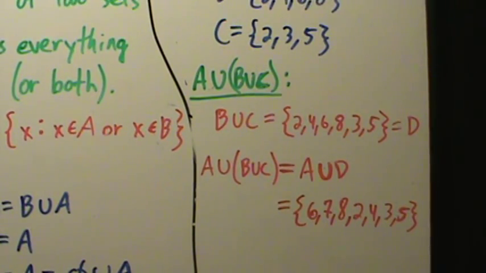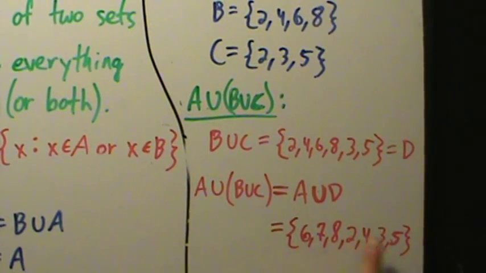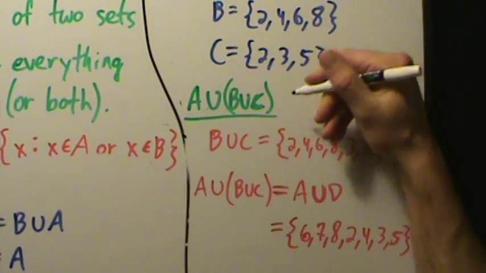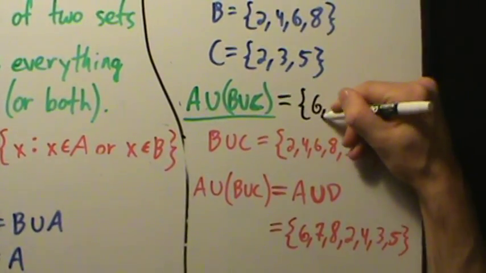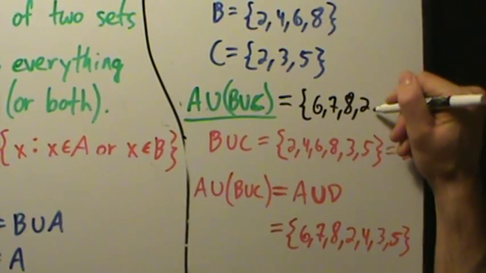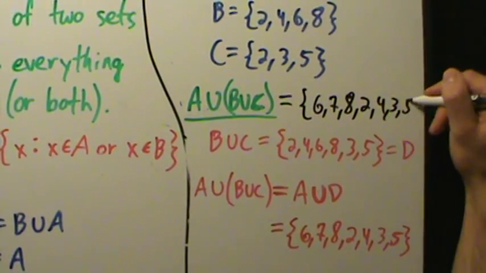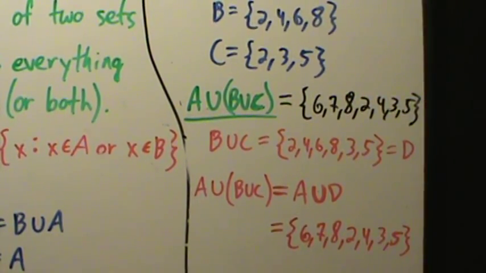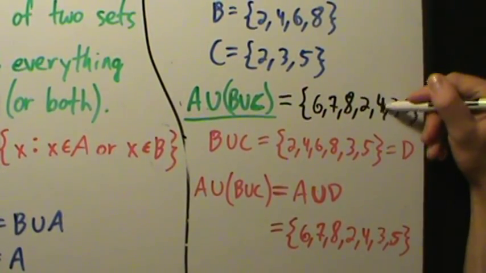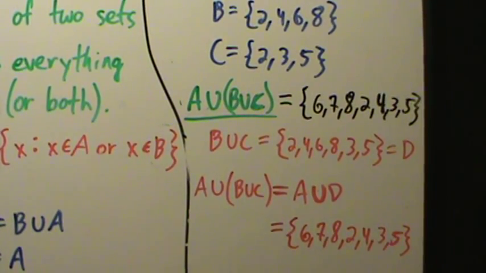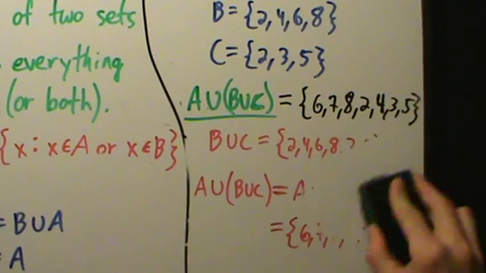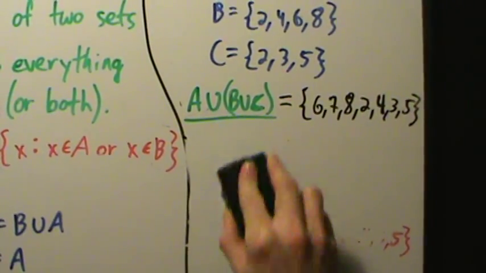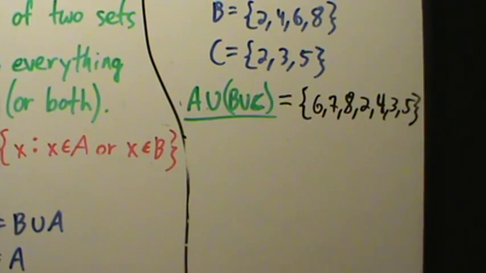So what if we wanted to do it the other way? We're kind of out of room here, so let's write this up here. A union (B union C) turned out to be {6, 7, 8, 2, 4, 3, 5}. It is sort of customary to write them in increasing order, so it's more common to say 2, 3, 4, 5, 6, 7, 8. But again, the order in which we write these does not matter, so we don't have to worry about that. Anyway, so that's A union (B union C).